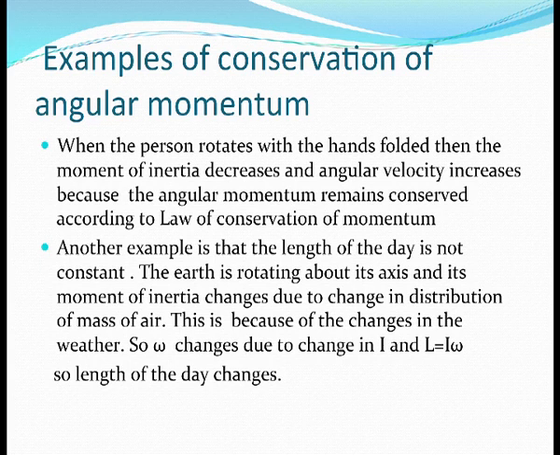Another example is that the length of the day is not constant. And what are the factors responsible for this? Well, the earth is rotating about its axis and its moment of inertia changes because there is a change in the distribution of mass of air, which happens due to changes in the weather. So, angular velocity changes due to change in the moment of inertia, and since L is equal to I omega, the length of the day changes.